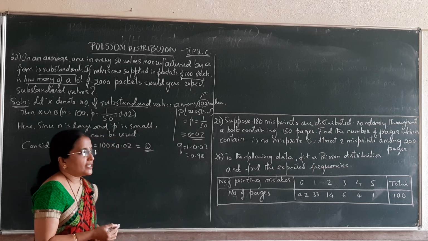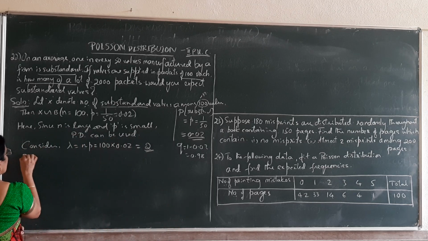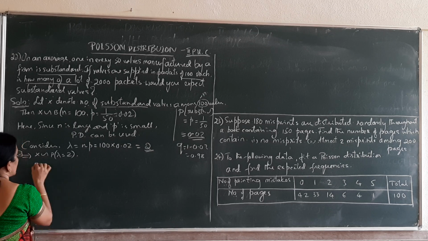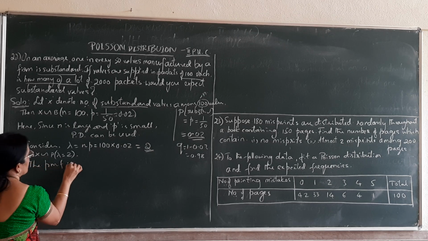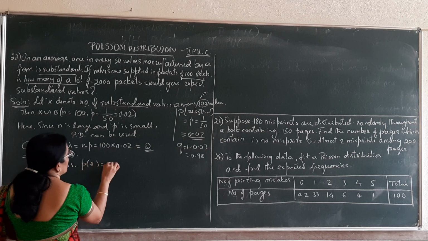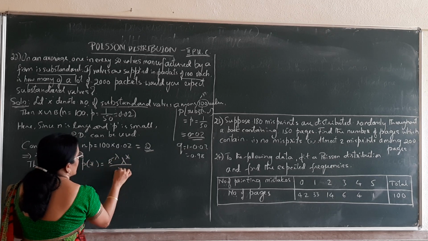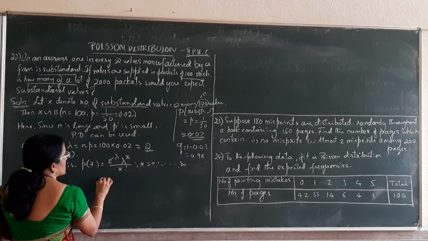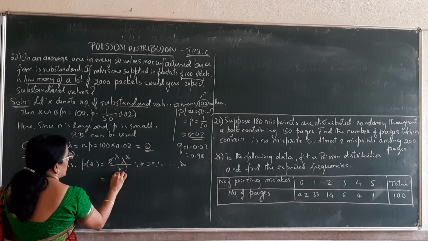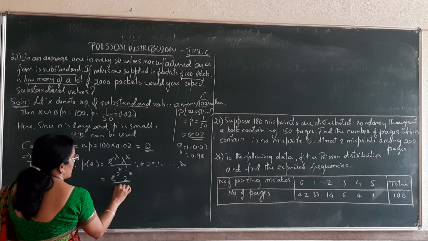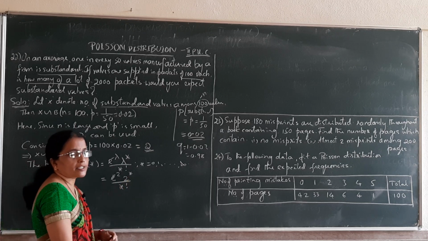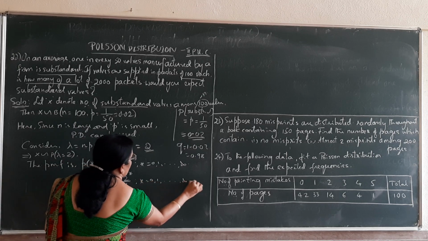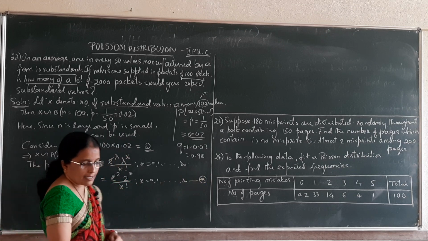Let us continue with the probability mass function of Poisson distribution. This implies X follows Poisson with lambda equal to 2. Next the probability mass function is P of x equal to e power minus lambda, lambda power x divided by x factorial, x is equal to 0, 1 up to infinity, which is equal to e power minus 2, 2 power x divided by x factorial, x is equal to 0, 1 up to infinity. Now this is the required probability mass function.